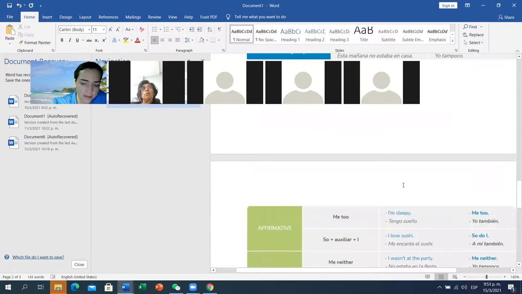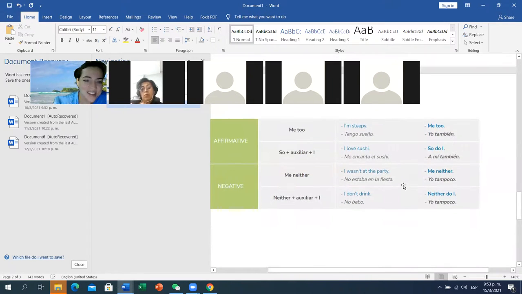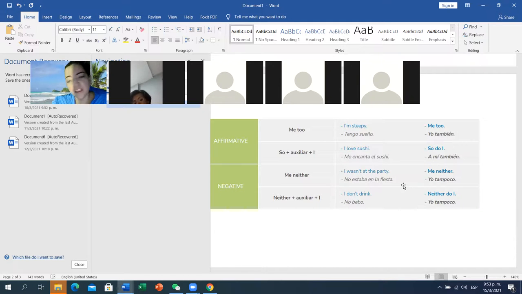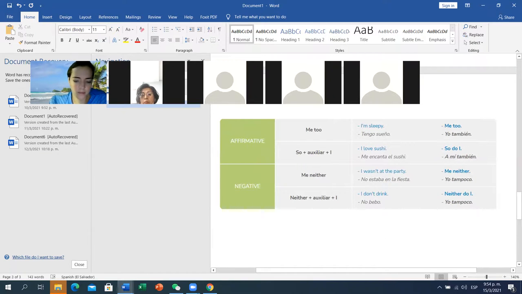Now, talking about the affirmative and the negatives. I am sleepy. Estoy describiéndome, and it's true. I'm sleepy now. So, it says the me too. How do we use the me too? Okay. I am. And then comes a negative. Okay. I am at the restaurant. I am 32 years. I am single. Okay. Someone else could say, yeah, me too. No, I said, yeah, so do I. I am single, so do I. Doesn't make sense, right? A mí también. Yo también.